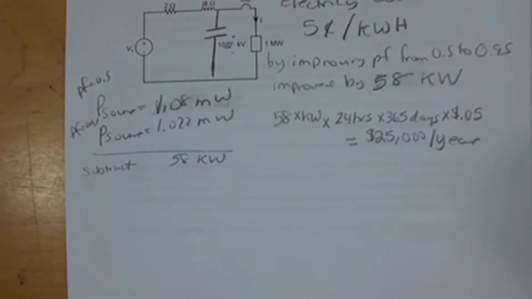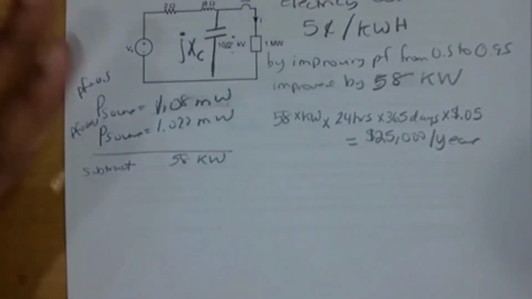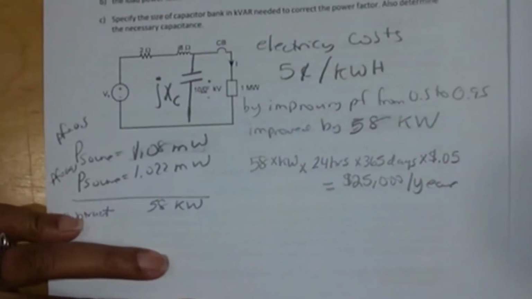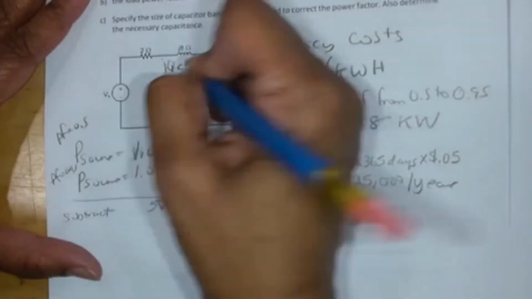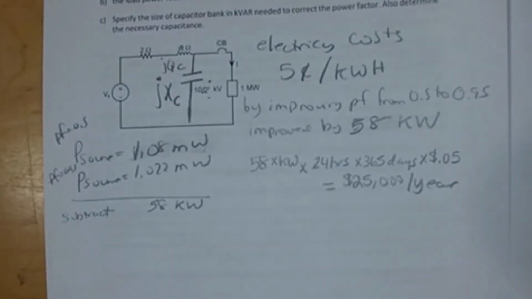The way to improve the power factor is you add capacitors in parallel with the load, and we label that JXC. That's the reactance of a capacitor, JXC. Or in terms of the power that you're adding, it would be JQC. JXC is the impedance of the capacitor, or JQC is the reactive power. So in order to improve the power factor, you add capacitors in parallel with the load.